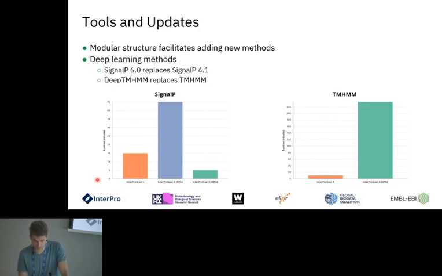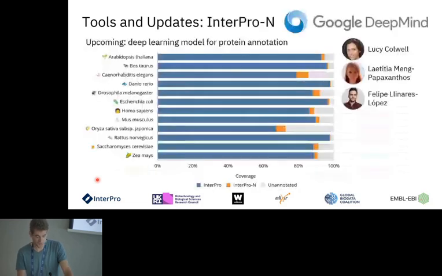And about the future, one of the most exciting things we're going to add to InterProScan is InterPro-N. InterPro-N is a deep learning model developed by Google DeepMind. It's trained on all InterPro data, and it's very, very good at detecting matches that are missing, that traditional methods fail to detect. Usually traditional methods are HMMs or BLAST matrices.